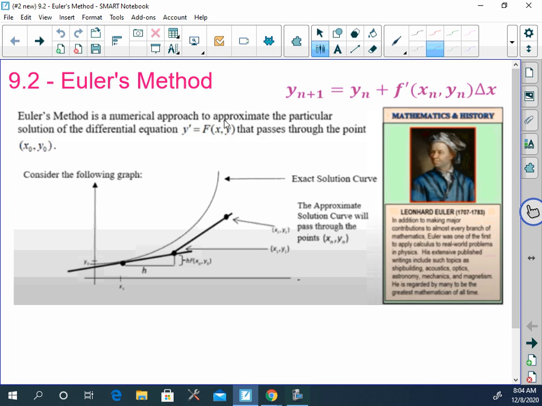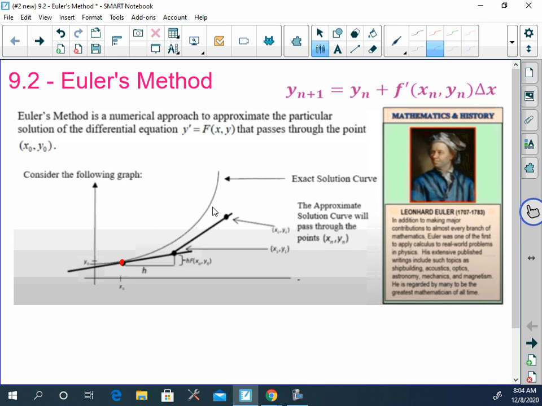So Euler's method. It's a numerical approach to approximate a particular solution for a differential equation that passes through a point. So consider the following graph. If we have a picture like this, and I'll draw almost the same thing again to help you understand it. So I'm going to explain this twice. But we're given a data point on the graph.